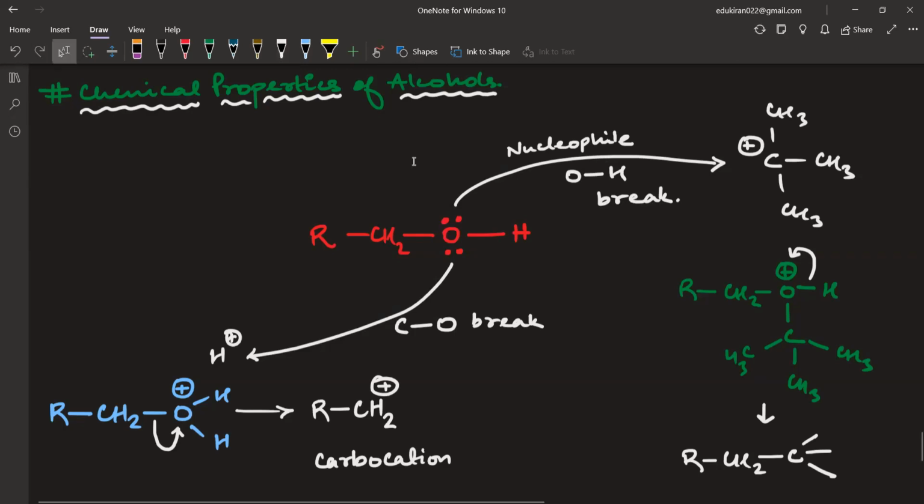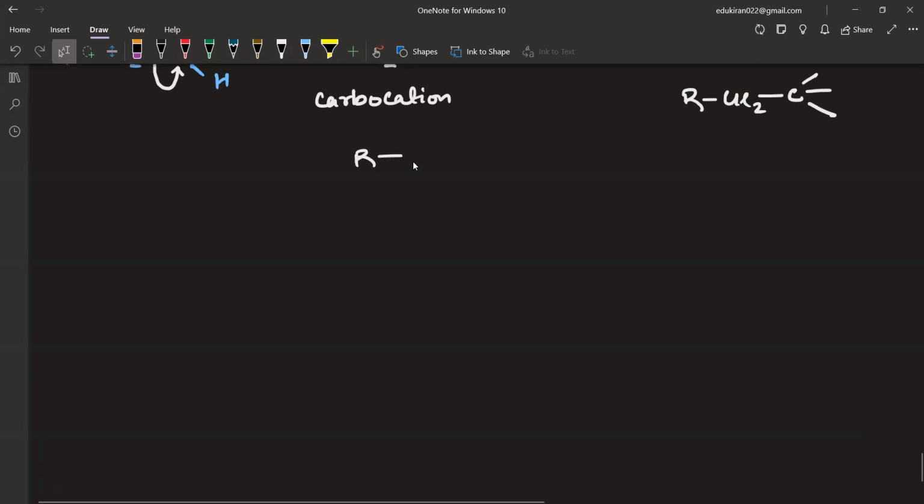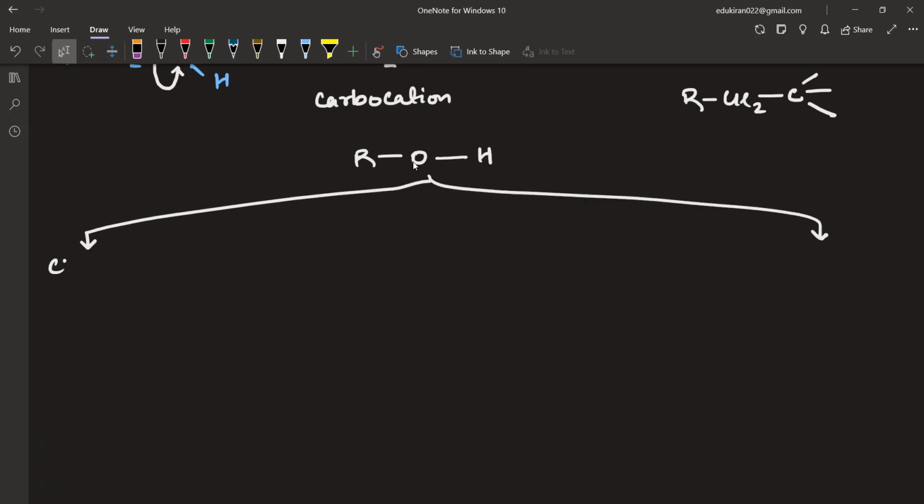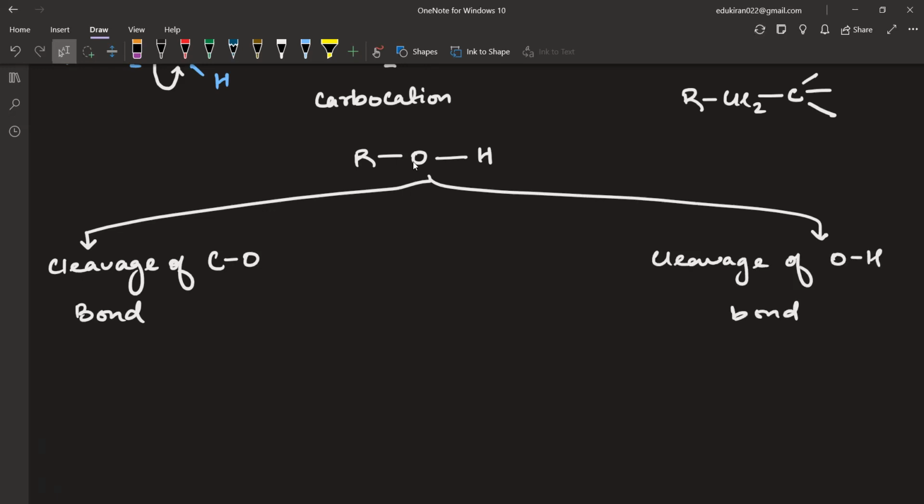These are the two types of reaction that alcohol will show. So you'll write here ROH. It can show two types of reaction: cleavage of the CO bond and cleavage of the OH bond. So these are the two different reactions that alcohol can show. Versatile compound, you can say. So in the book, it is written: versatile compound, alcohol as nucleophile.